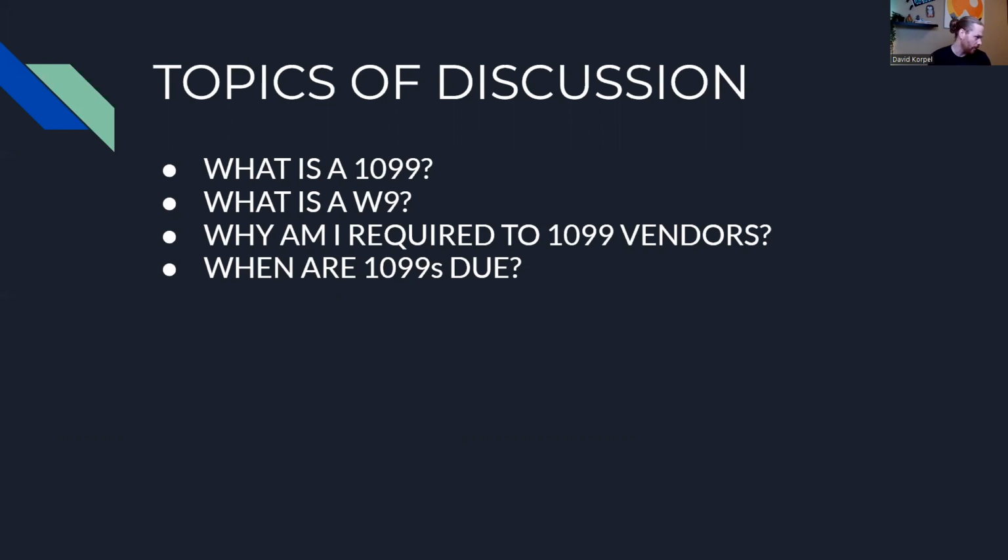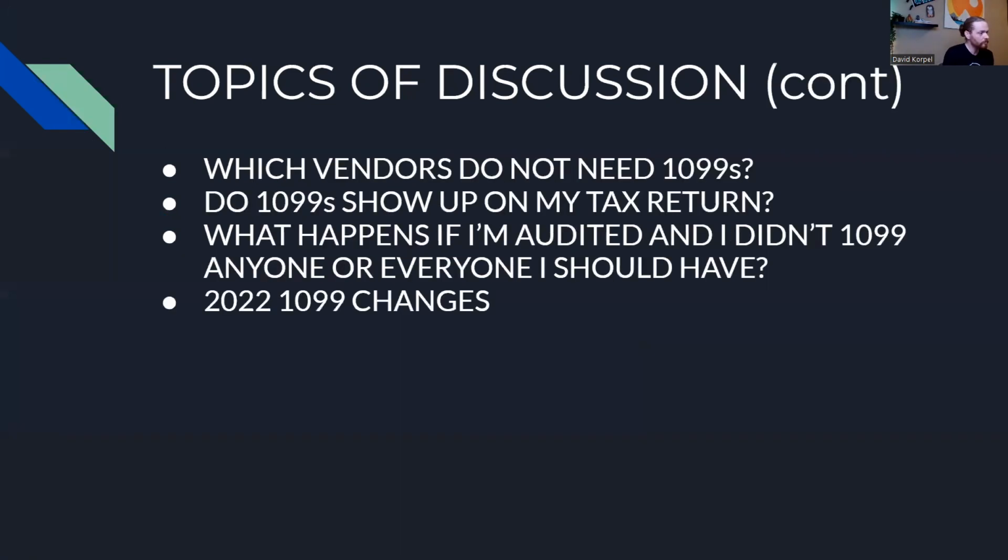So today we're going to talk about what a 1099 is, what a W-9 is, why we were required to issue 1099s to vendors in the first place, when 1099s are due, which vendors don't need to be issued 1099s, whether or not 1099s show up on the actual tax return, what will happen if you're ever audited and didn't 1099 anyone or everyone that you should have, and some 2022 1099 changes.